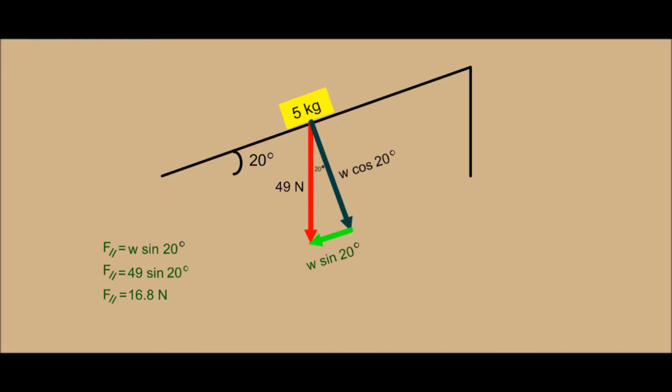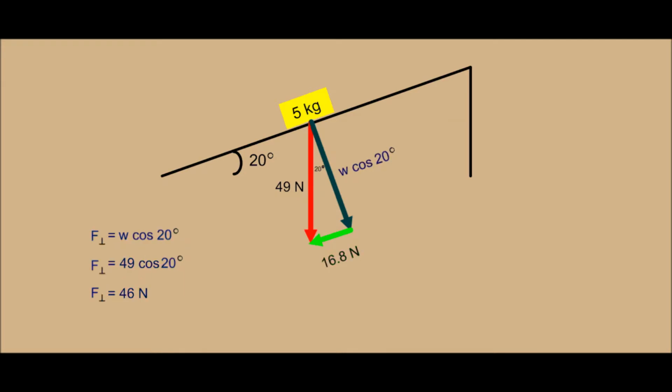Alright, well, what's the normal force? The normal force is going to be important for us to calculate the friction. So the normal force is going to be the weight times cosine of 20. 49 cosine 20 is 46 newtons. So the normal force is 46 newtons. So now we have our weight, we have our normal force, and we have our parallel force.